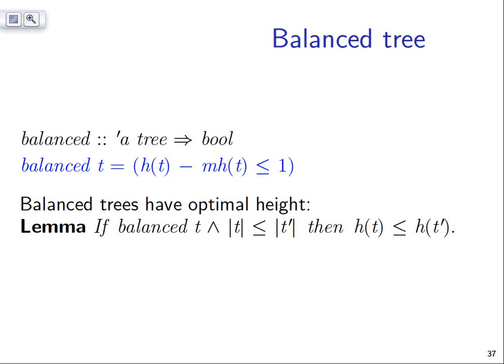And then you can actually show that balanced trees have optimal height. So if you have a tree T that is balanced, and you have another tree, T prime, that's greater or equal in the number of nodes, then the height of T prime will also be greater or equal than the height of T. So when building search trees, we're always looking for a balanced search tree. Why? Because then the height of the tree is minimized.